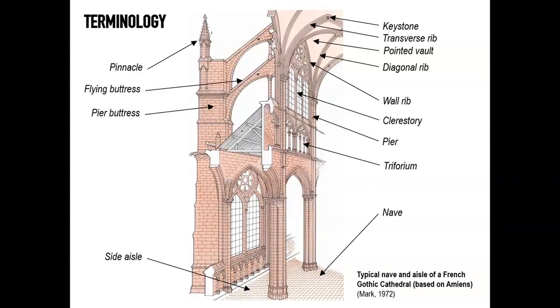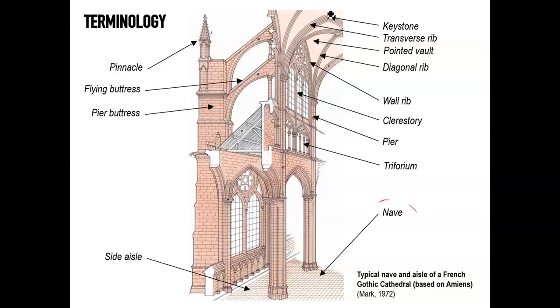Churches in plan are typically divided in 3 or more aisles, of which the central one is known as the nave, and the side aisles are the ones that usually sit on each side of the nave.